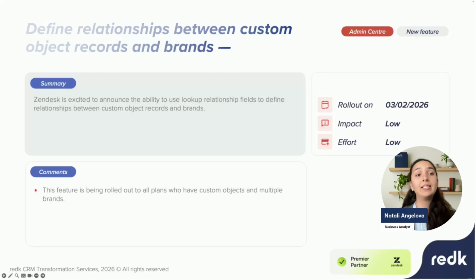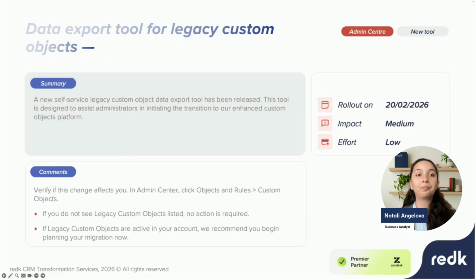The first one is we can define relationships between custom objects and records and brands, with the help of lookup relationship fields. Previously it wasn't possible, and now it is. We can define relationships between the custom object records and brands. This will help us to manage brand specific Zendesk data and custom data more cohesively.